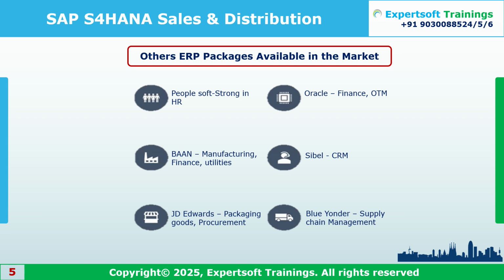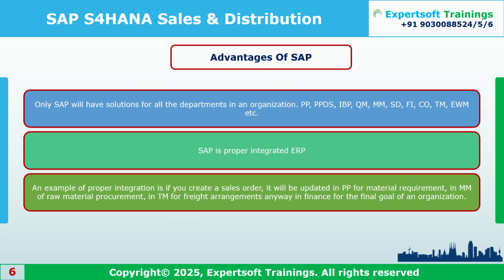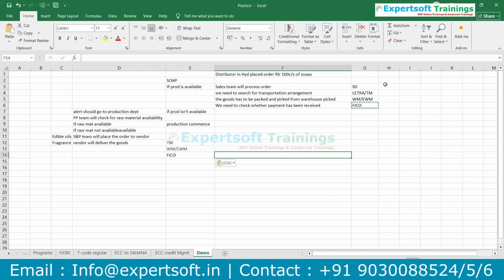Earlier, we used to have PeopleSoft. Now it is acquired by Oracle. Okay. When we compare with other ERPs, the advantage with SAP is that only SAP will have the solutions for all the departments that exist in the organization. You have seen the different departments: sales and distribution department, finance, warehouse management department, transportation management department, sourcing and procurement department. Okay, to do all this, we need to have manpower.